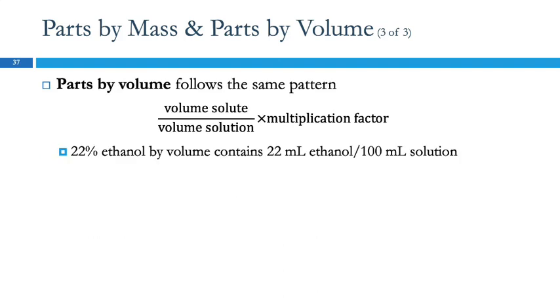We can also do this with volume. Here, instead of looking at the mass of the solute, we're looking at the volume of the solute divided by the volume of the solution. This is going to be used more for liquids dissolved in liquids. So like 22% ethanol would be 22 milliliters of ethanol per 100 milliliters of solution. This unit, milliliter, you could use liters or microliters.